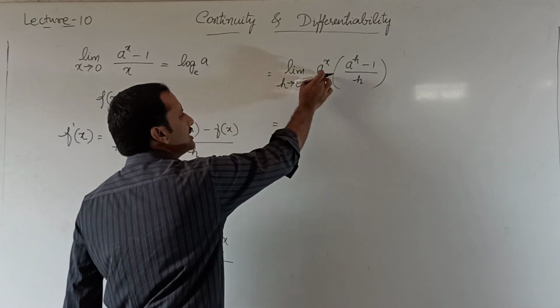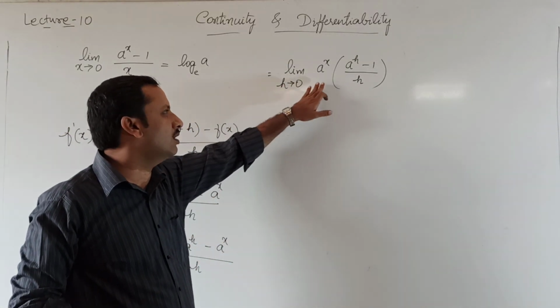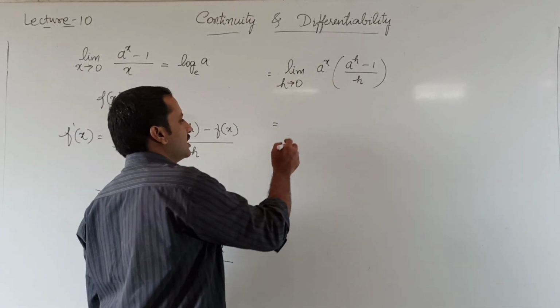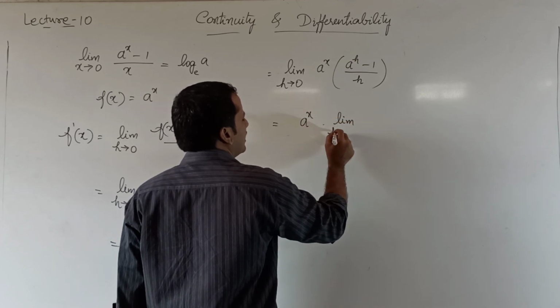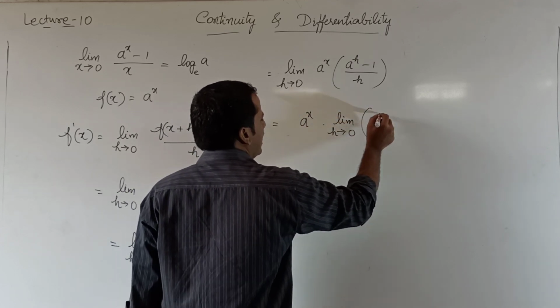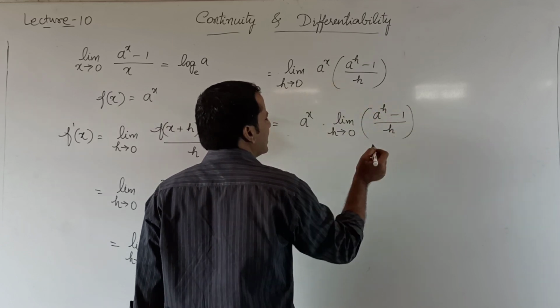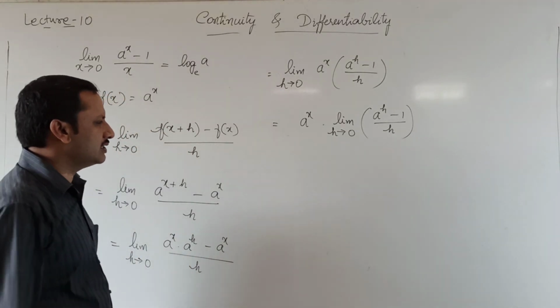This a power x is independent of h. Here we have h approaching 0, so a power x is independent of h. You can take that a power x out. So a power x into limit h tends to 0, a power h minus 1 divided by h.